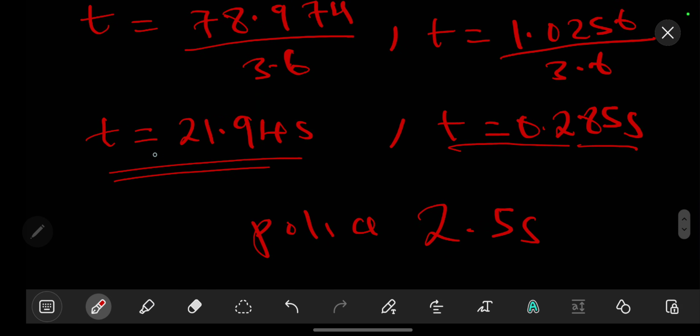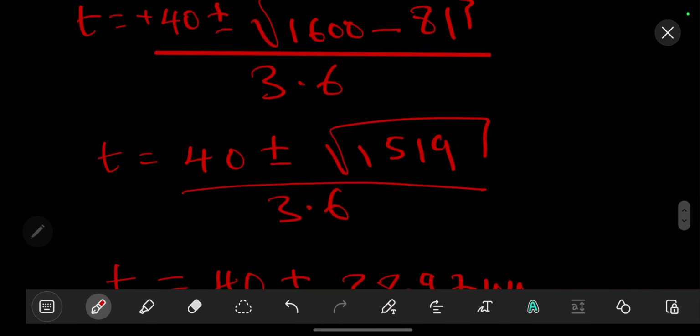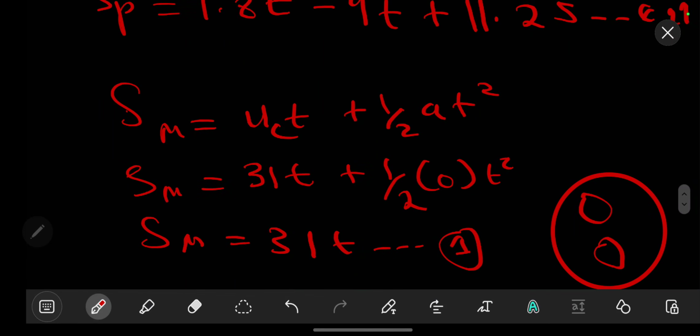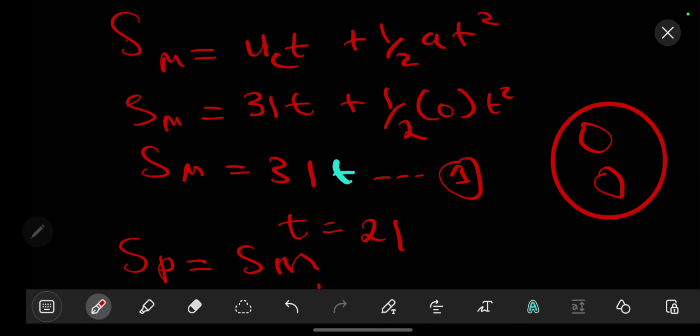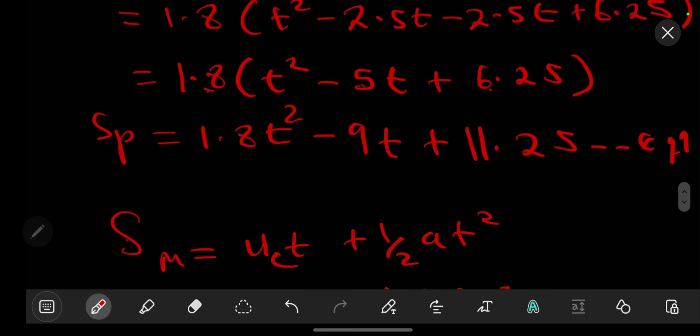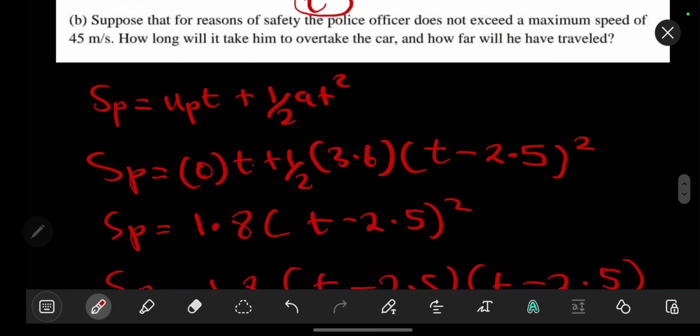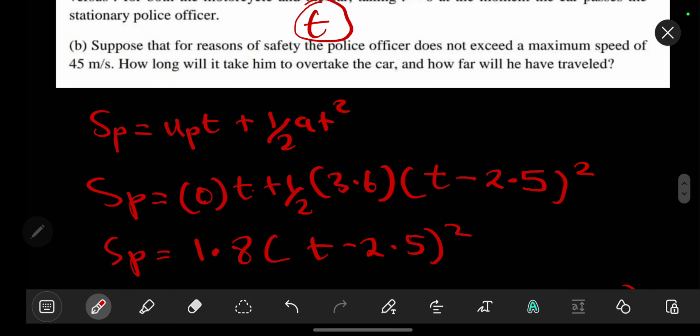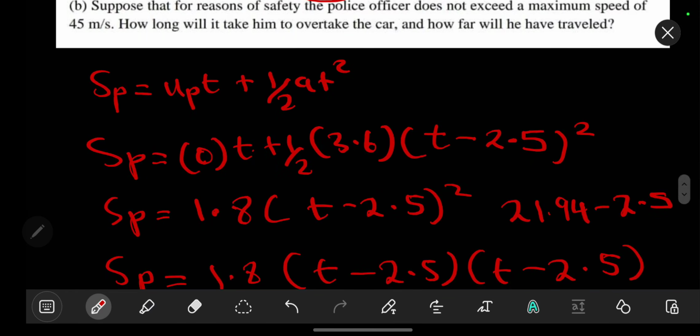So now, remember, according to our equation, for the motorist this is the t being used. So for the motorist, it traveled 21.94 seconds. That means the police officer has to travel less time. This is why the equation is t minus 2.5. For the police officer, he traveled t minus the time delay, so 21.94 minus 2.5. The police officer traveled for 19.44 seconds. He has to travel less time in comparison to the other person.